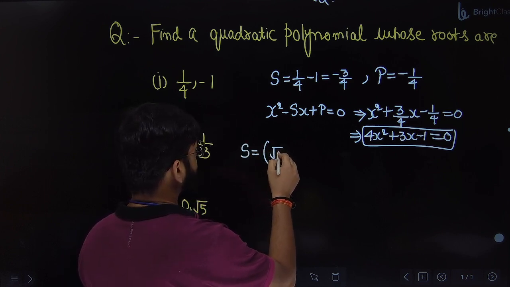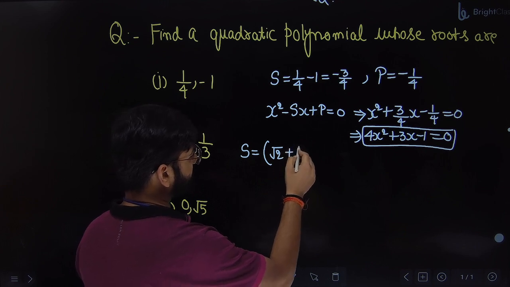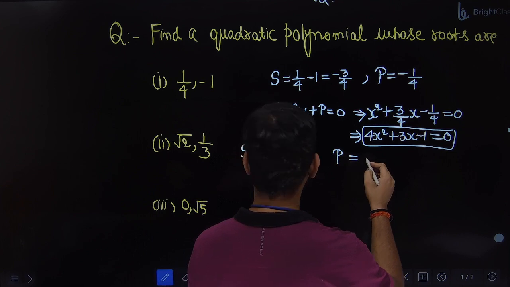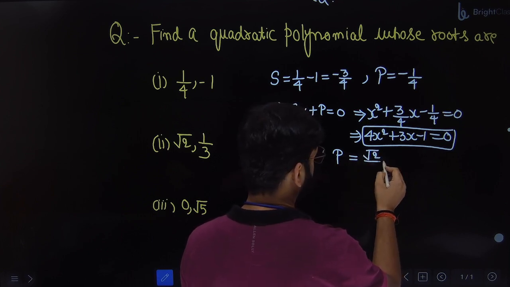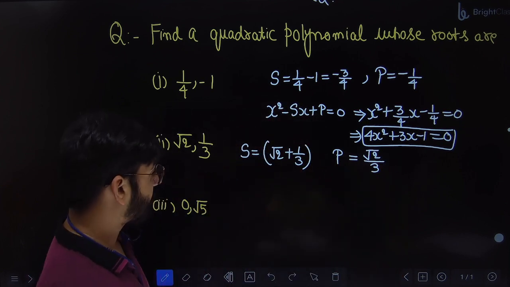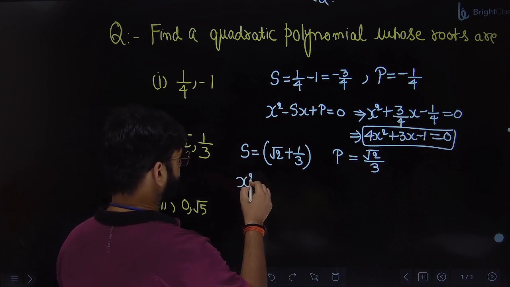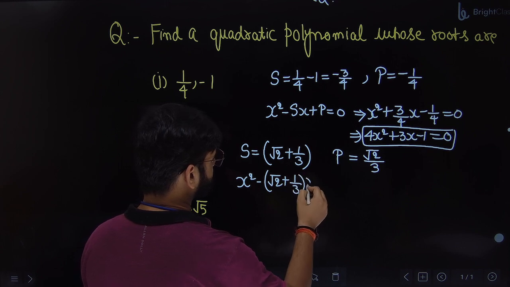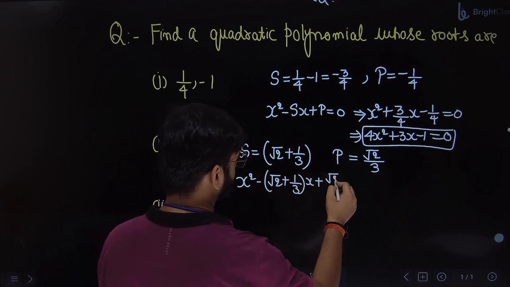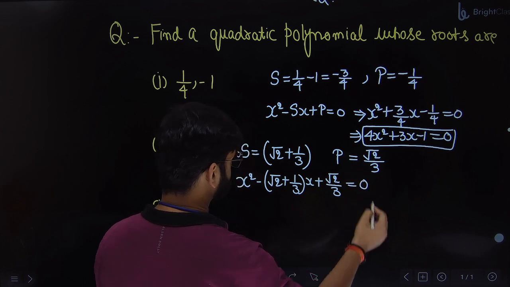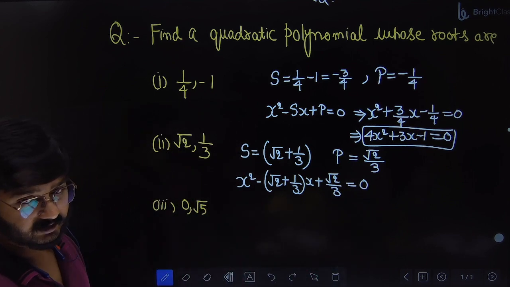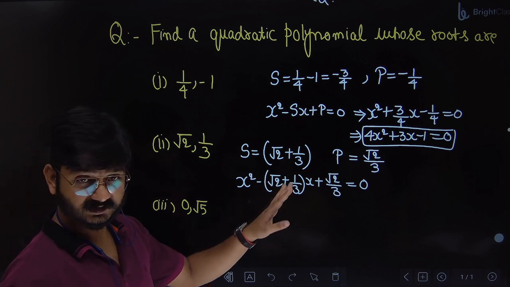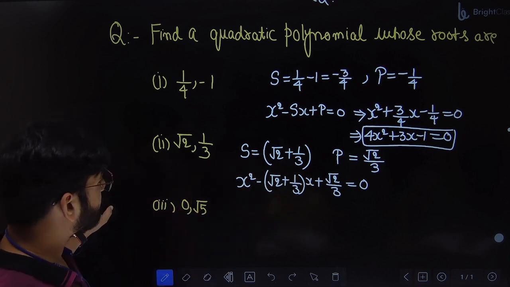So this time you can't solve much because it is irrational and rational, right? Can't do much in this. So sum will be root 2 plus 1 by 3. Product will be root 2 by 3. So what is the equation? x square minus (root 2 plus 1) by 3 x plus root 2 by 3 equals 0. You can leave it like this also. It's perfectly correct. If you want to simplify further, you can take LCM, but this is also correct. You can leave the answer like this.